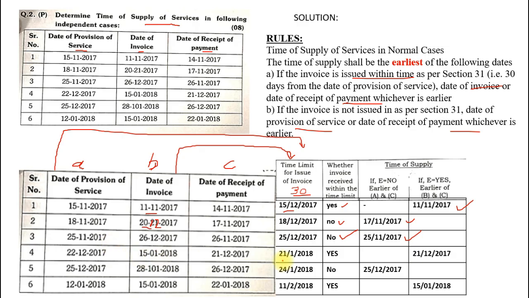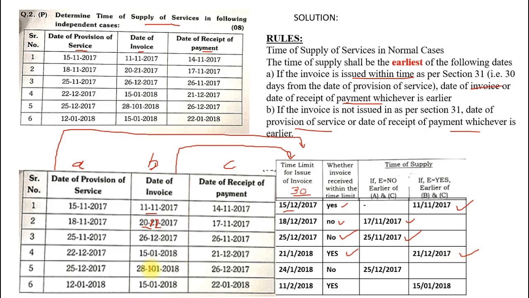15th Jan and 21st Jan. So yes, 15th is before. Okay, it is before the time limit. So B and C, whichever is earlier. So 15th Jan and 12th December, I mean 21 December. So 21 December 2017 will be the earlier date.